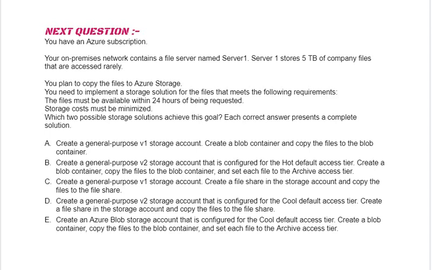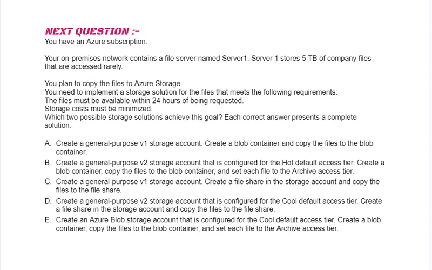Option A. Create a general purpose V1 storage account. Create a blob container and copy the files to the blob container. Option B. Create a general purpose V2 storage account that is configured for the hot default access tier. Create a blob container, copy the files to the blob container and set each file to the archive access tier. Option C. Create a general purpose V1 storage account. Create a file share in the storage account and copy the files to the file share.